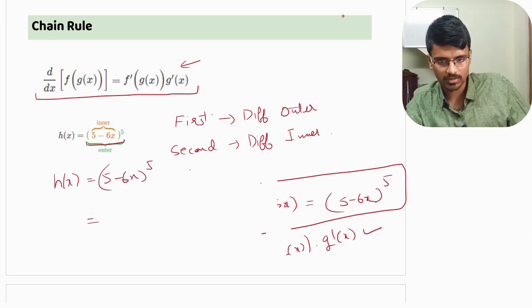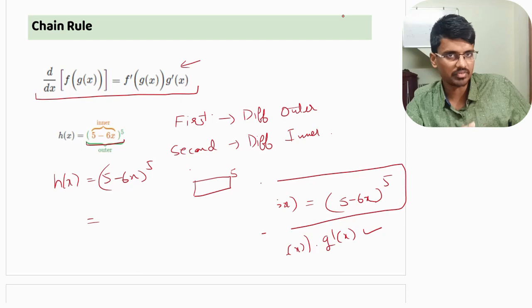First the power. So imagine this as box to the power of 5. What is the differentiation of that? It is nothing but 5 times box to the 4. What is inside the box? The same thing, 5 minus 6x.